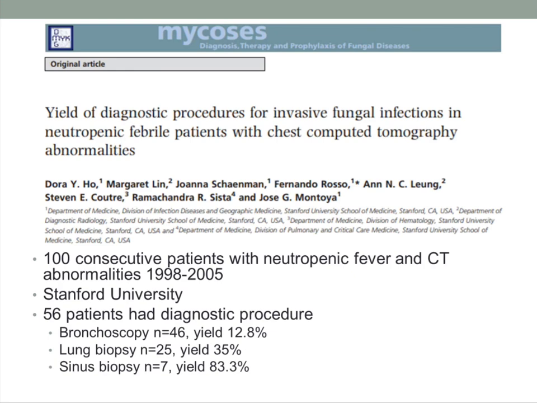The yield increased with obtaining tissue, which is not surprising. If you had a lung biopsy, that got you up to 35%. Sinus biopsy actually had the best yield at 83.3%.